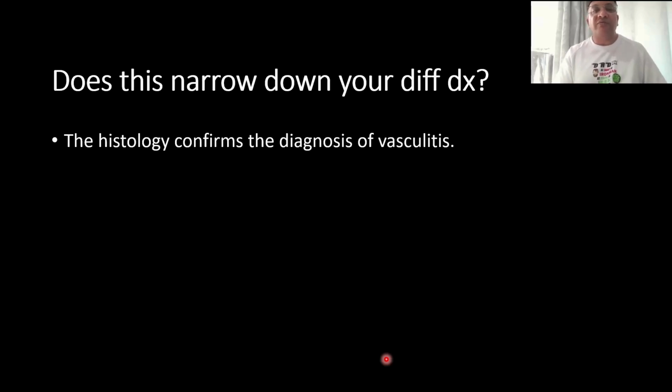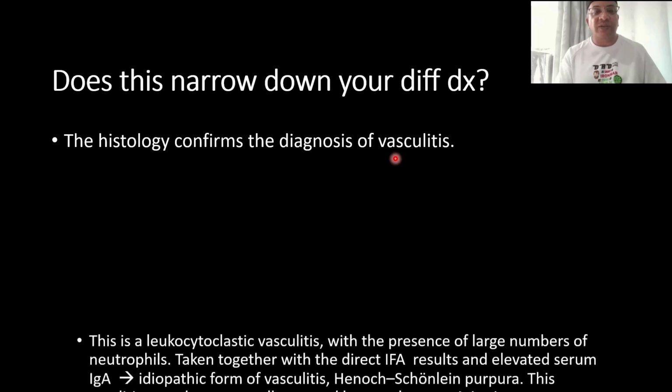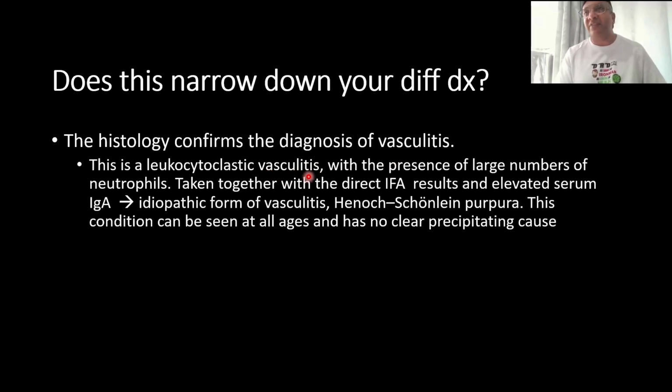So the histology confirms the diagnosis of vasculitis, so we are happy about that. But this is not just any vasculitis, this is leukocytoclastic vasculitis with the presence of a large number of neutrophils. Now, this in context with the direct immunofluorescence result and elevated serum IgA means that we're probably dealing with the idiopathic form of vasculitis, Henoch-Schönlein purpura. This condition can be seen at all ages and has no real precipitating cause.